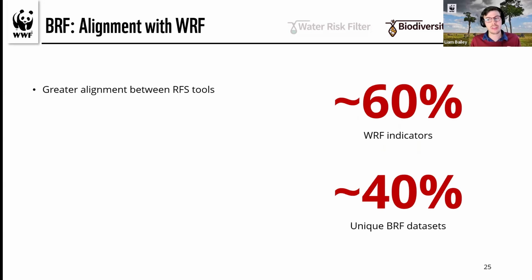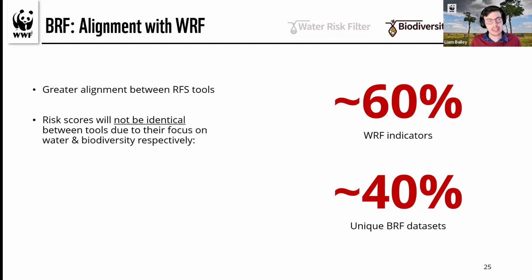And it also makes sure that the narratives and the meaning of the risk between the 2 tools is more easily understandable. So for example, we have estimations of risk related to water availability in both the water risk and biodiversity risk filter. And you can interpret those risk scores in a similar way because they use similar underlying data sets.